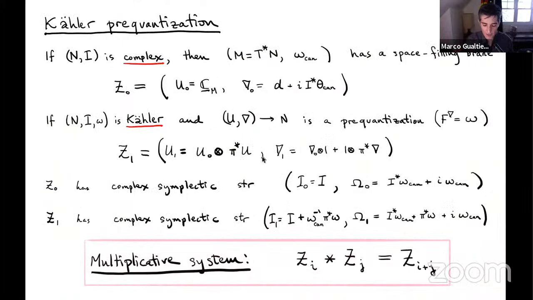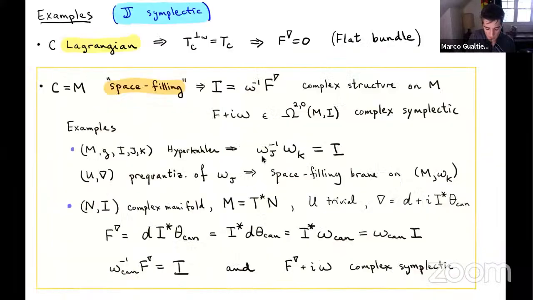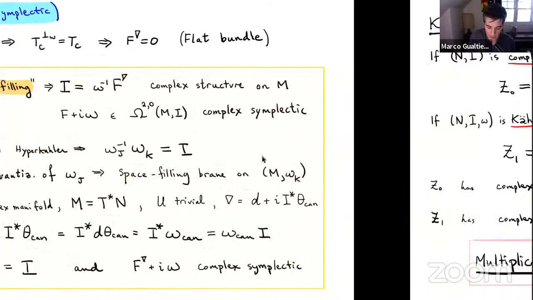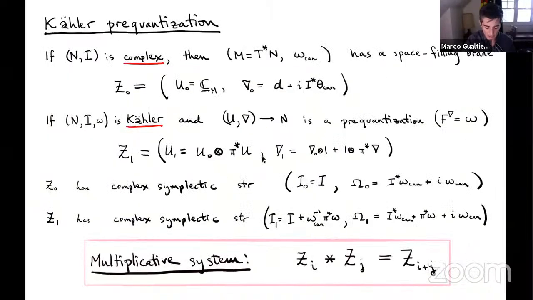And the final example that I'm going to give is related to this one. Now what I'm going to do is assume that not only is N a complex manifold, but it's also a Kähler manifold. So what happens if we put a Kähler structure? I'm just repeating what I said before. If N is just complex, then the cotangent bundle has a space-filling brane just by using the complex structure. But now if we also have a Kähler form, and if this Kähler structure is pre-quantized, so we have this line bundle on N, then we can do the following.